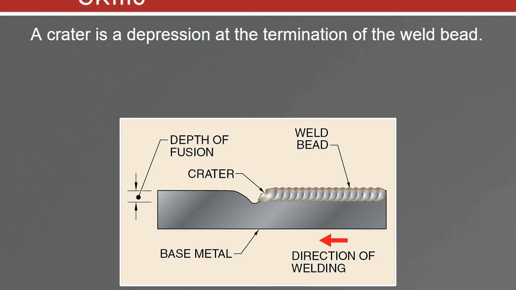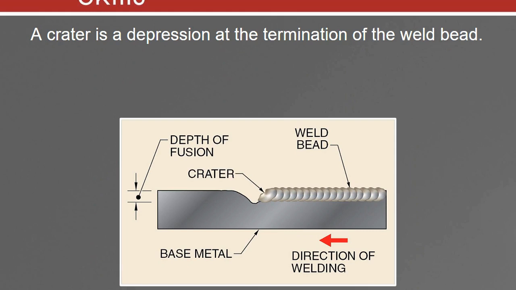The first thing, when you get about, let's say, half an inch to an inch before the end of your weld, you can actually start to feather it off a little bit. So you can go a little bit faster to have a little bit less penetration into the end of your weld. That'll make a little bit of a smaller crater.